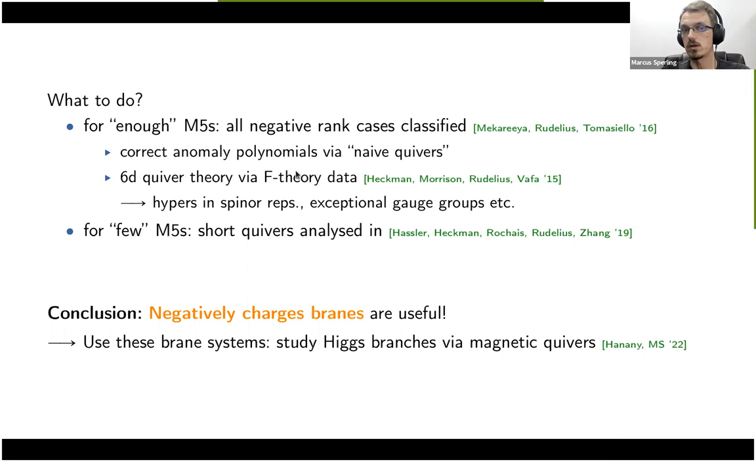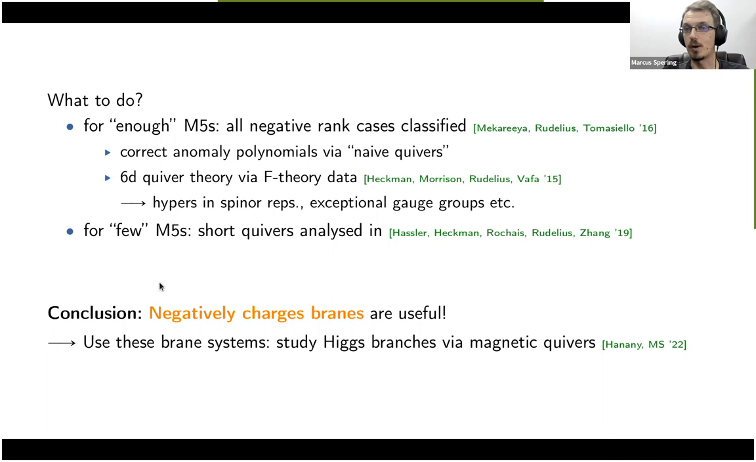But the point to appreciate is that once you have these funny partitions where the ranks can be negative, you're actually dealing with different matter content, which can, for instance, be spinor representations. That's why this is actually quite interesting. And later it has been shown that even if you have fewer M5 branes, so that the boundary conditions are overlapping, you can still figure out what's happening. So long story short, what we call negative branes are not completely useless.